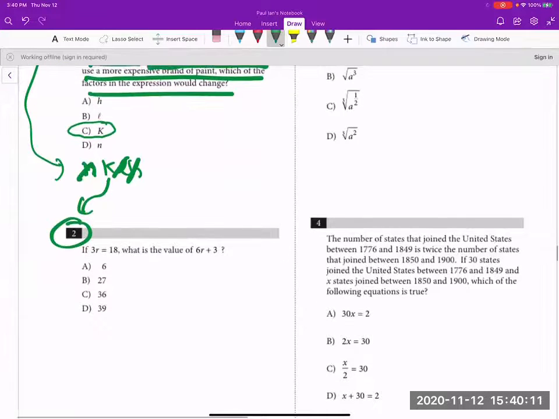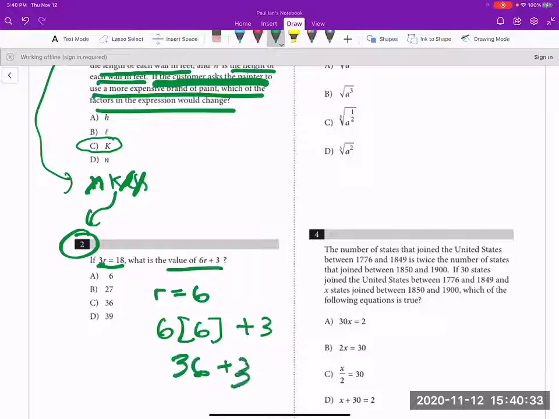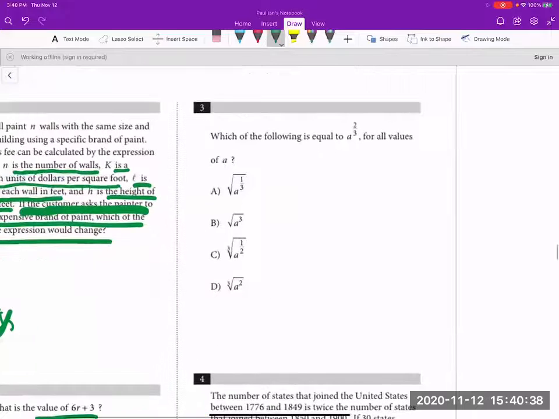This one is typical. We've seen algebra questions before. So what is the value of 6r plus 3, given that you have 3r equals 18? So you just solve for r first, right? Mm-hmm. So r equals 6, and then 6r would be 36, plus 3 is 39, yeah? Mm-hmm. So it's this guy. All right. This one, this is just testing if you know how to convert an exponent to square root form, like a fractional exponent.